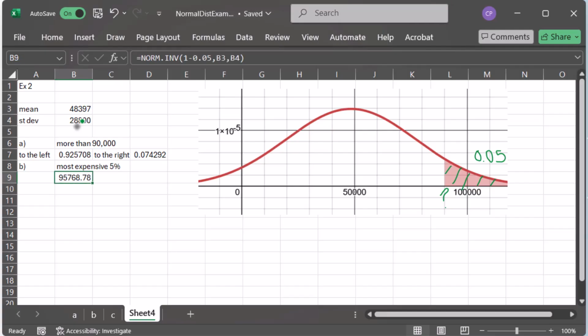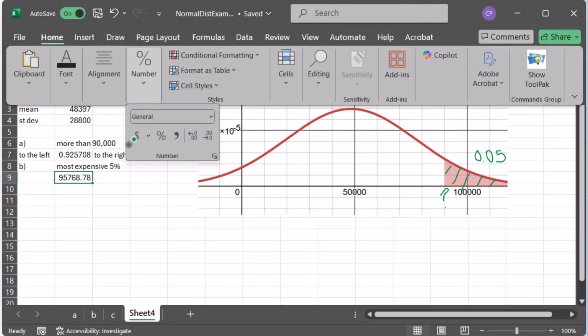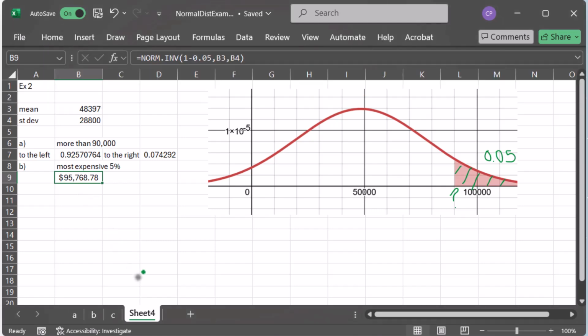And this output would be a dollar amount. If you wanted to, you could format this cell with dollar signs. This is $95,768.78. So 5% of cars would be at this price or higher.